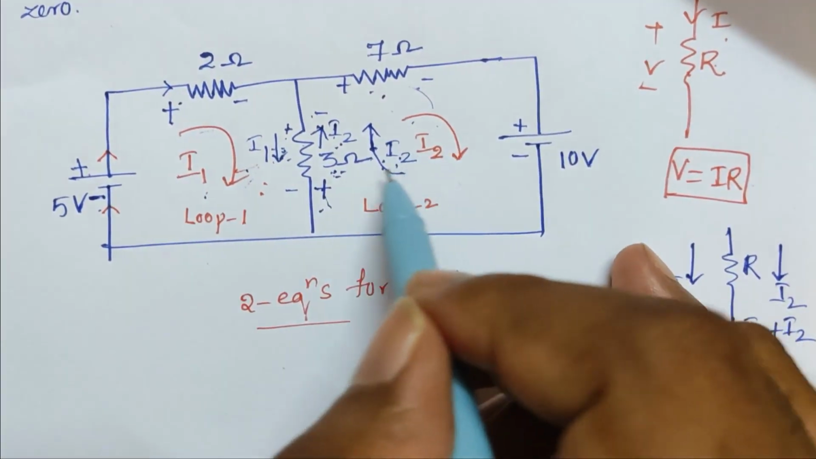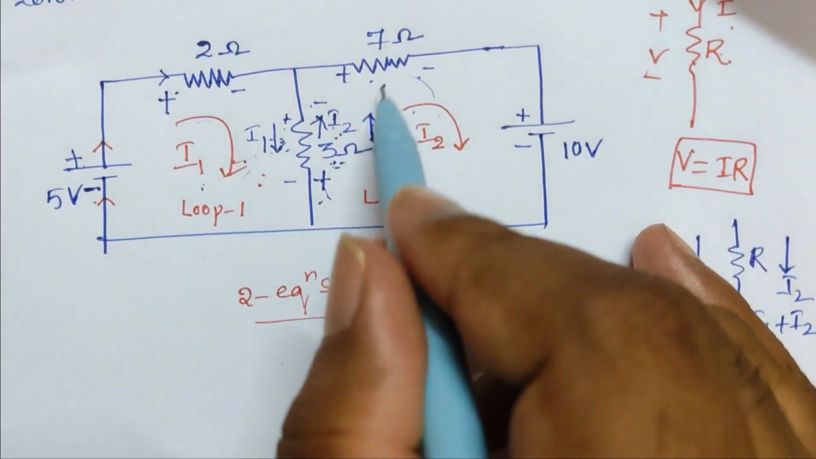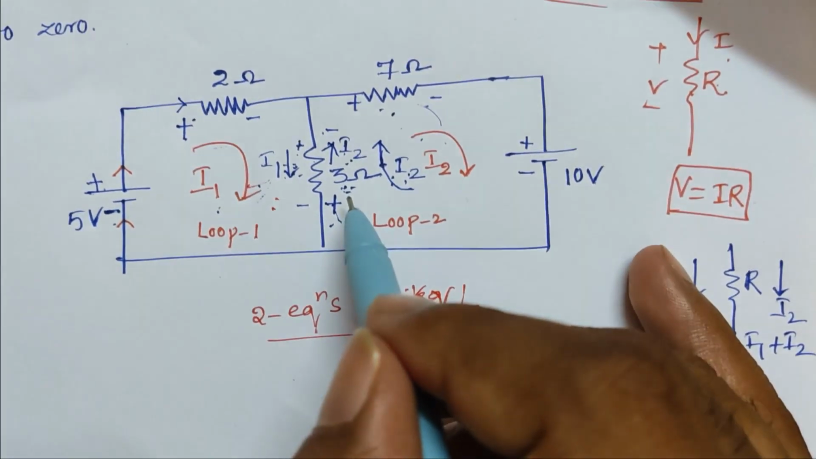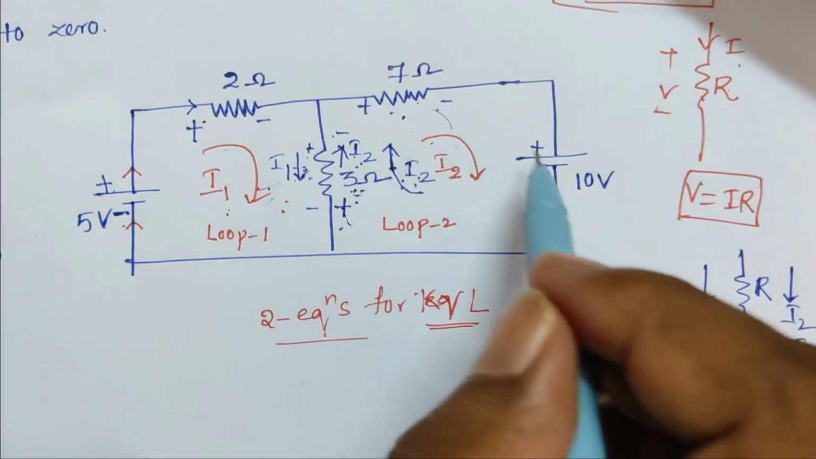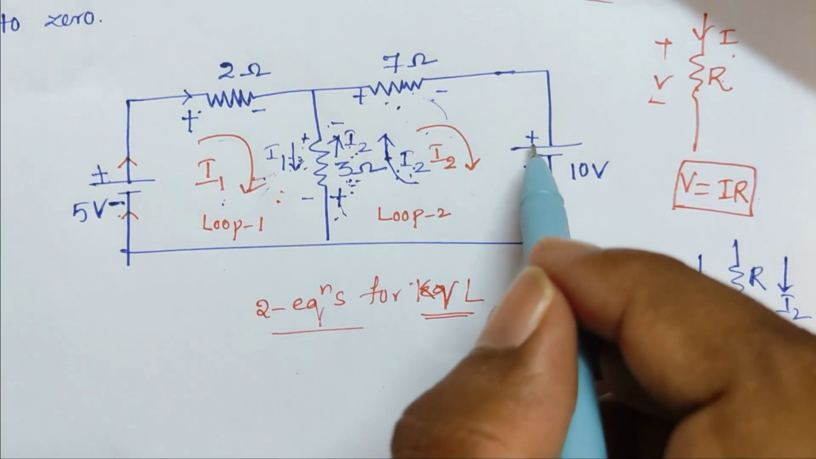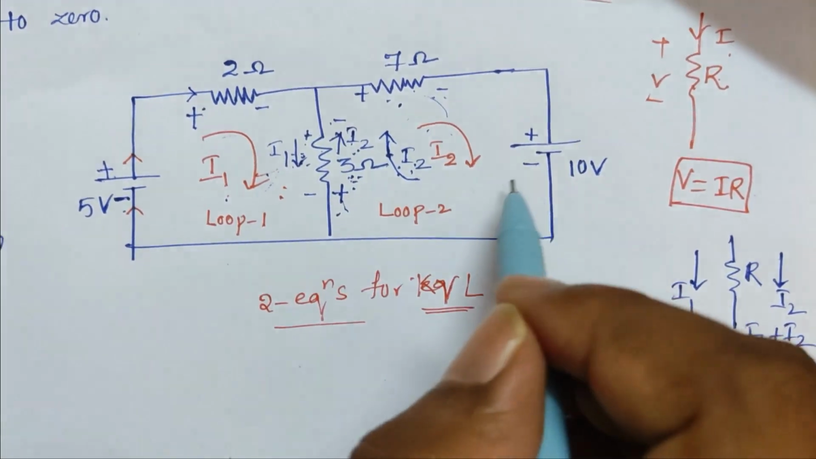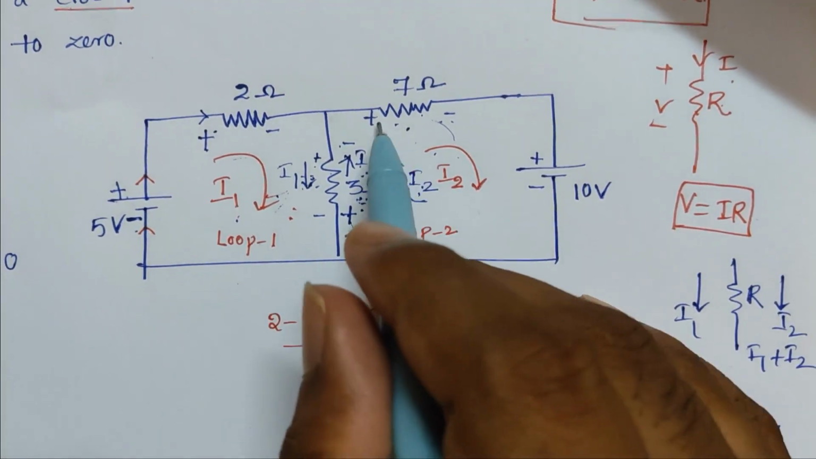So we are writing the expression in this direction. First we encounter the 3 ohms resistor, then 7 ohms, then 10 volts. So we are taking the first terminal. You can also take the second terminal with respect to each and every parameter, but for simplicity, we are going with the first terminal.